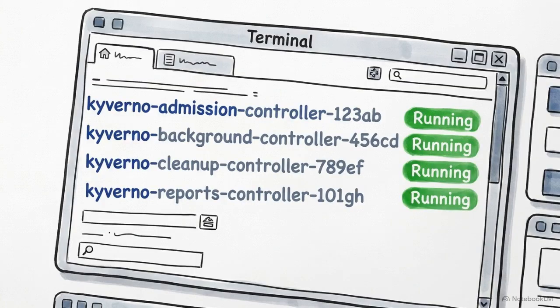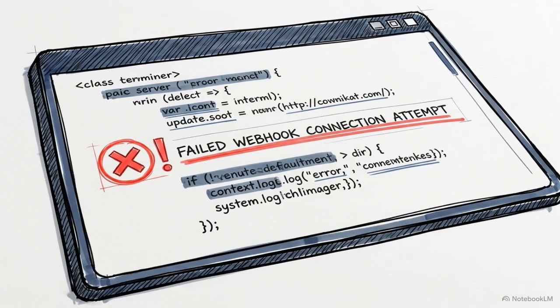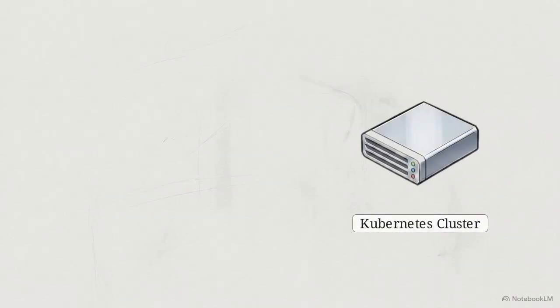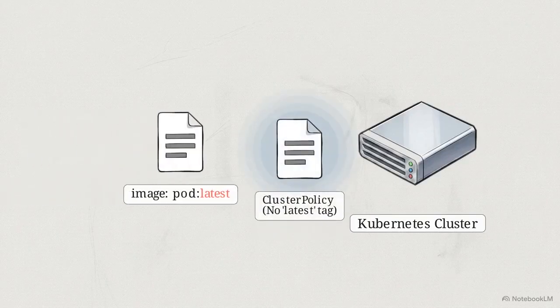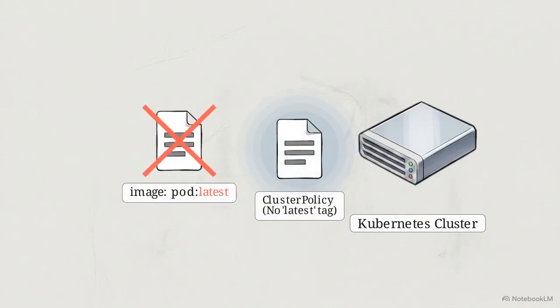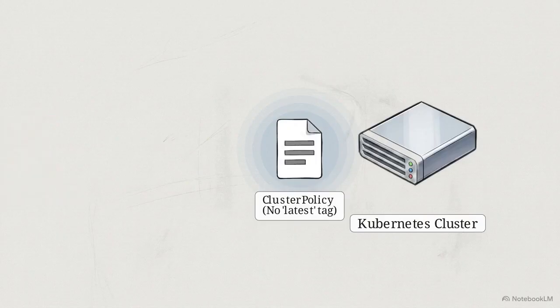We use Kyverno to manage this. You install it via manifest, but you must wait until the pods are shown in a running state. If you try to deploy policies while they are still initializing, the webhook will fail. With Kyverno running, we deploy a cluster policy resource. This policy automatically rejects any incoming pod attempting to use the latest image tag.